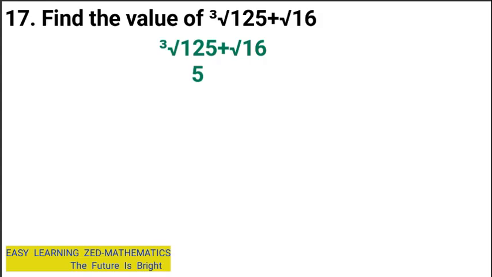Once I've found the cube root of 125, now we need to find the square root of 16. A square root is a number that you can multiply by itself twice in order to get a certain number. So we want a number that we multiply by itself twice to get 16, and that number is 4. So 4 by 4 will give us 16. So plus 4. 5 plus 4 will give us 9. So 9 is the value of the expression, cube root of 125 plus square root of 16. Let's go to the next question.